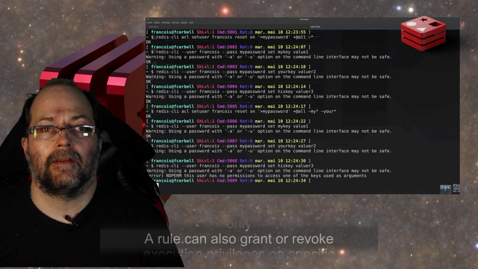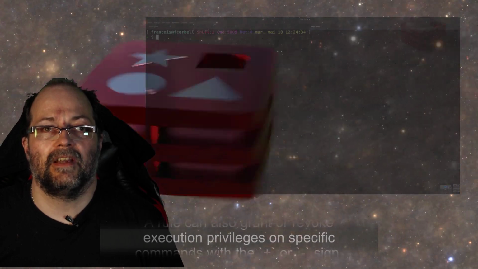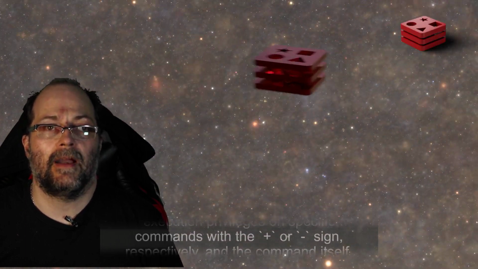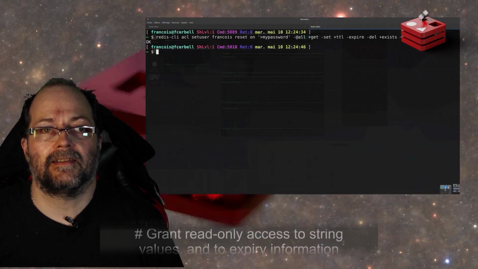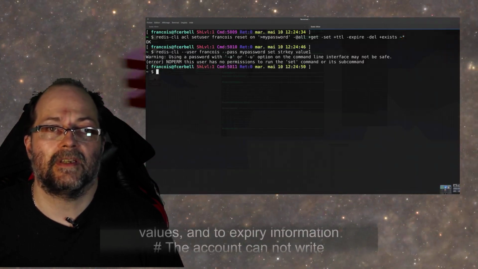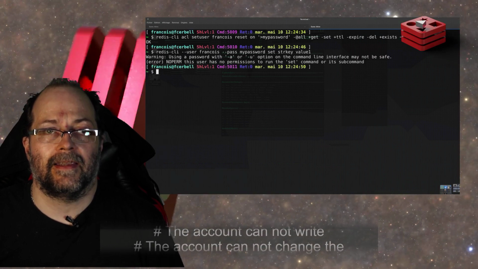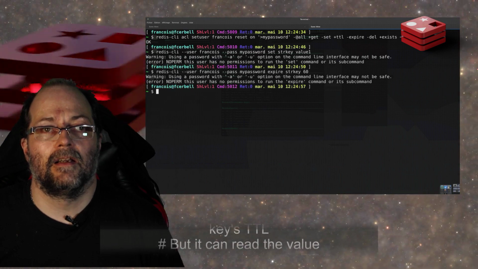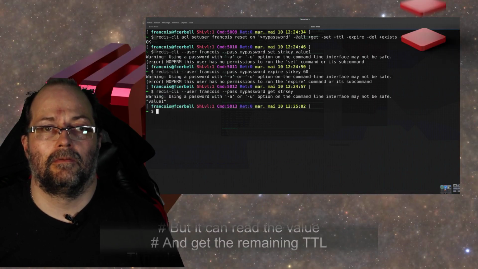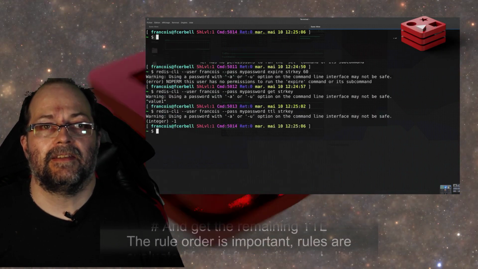Rules can also grant or revoke execution privileges on specific commands with a plus or minus sign respectively and the command name itself. Grant read-only access to string values and to expiry information. The account cannot write, the account cannot change the key's TTL, but it can read the value and get the remaining TTL. The rule order is important.